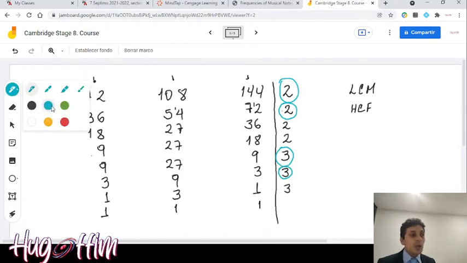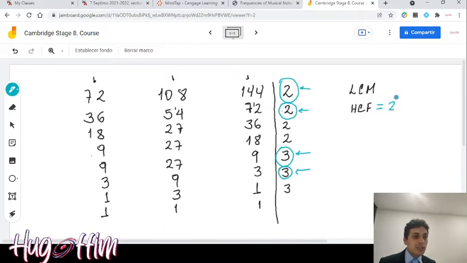All the circled numbers that we have here, multiplied, are going to get you the highest common factor. So to sum up, the highest common factor is only 2 to the second power, 2 times 2, times 3 to the second power. Just as easy as this. So in this case, 2 to the second power is 4, 3 to the second power is 9, 4 times 9, 36.